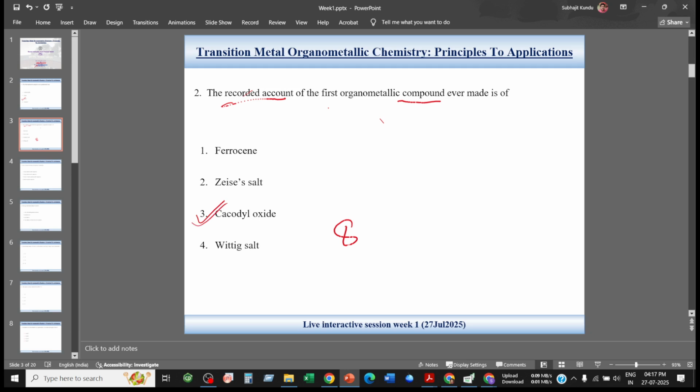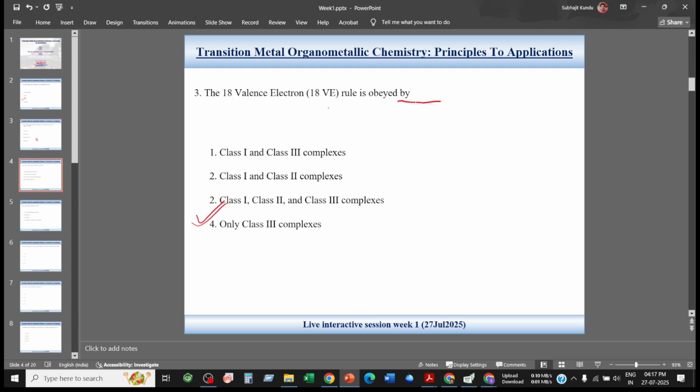The next question: the 18 valence electron rule is obeyed by. Option 1, class 1 and class 3 complexes; option 2, class 1 and class 2 complexes; option 3, class 1, 2 and class 3 complexes; and option 4, class 3 complexes only. Now tell me what will be the answer.